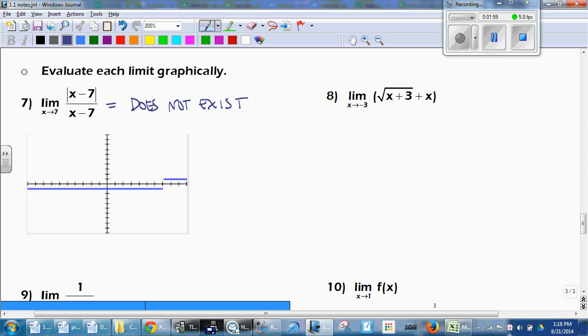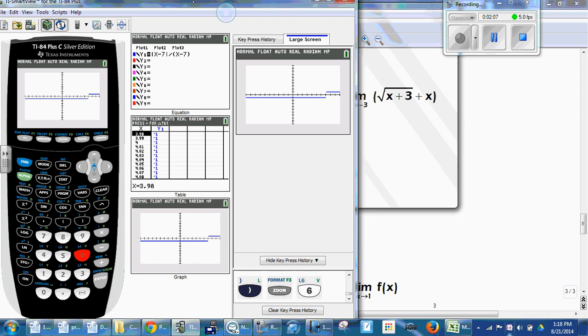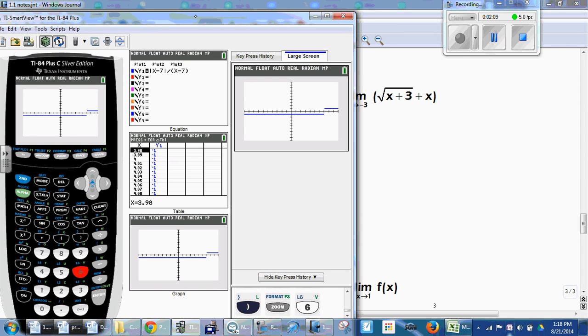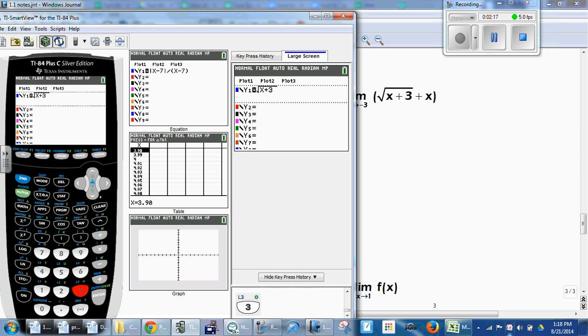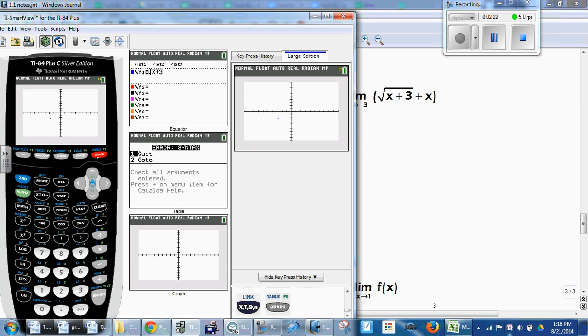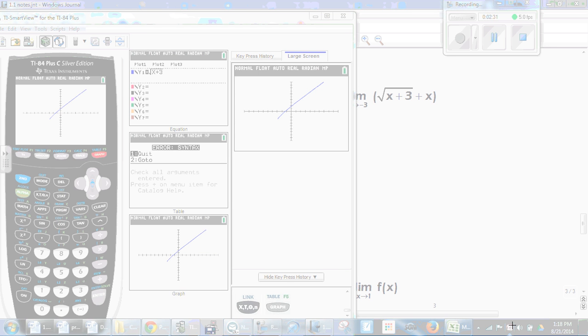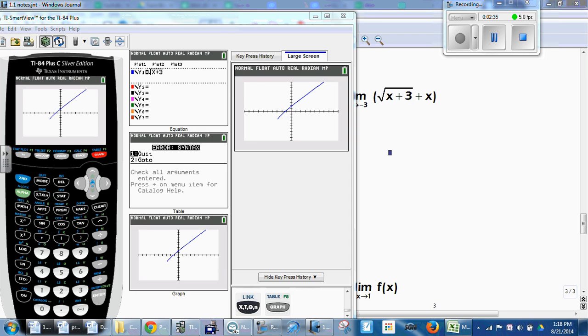Now, number 8, let's go ahead and take a look at that one. So we have to change our y equals. We have square root of x plus 3 plus x. We have this graph here, kind of looks almost like a straight line, but it's actually got a little bit of a curve to it. And we're taking the limit as x approaches -3.